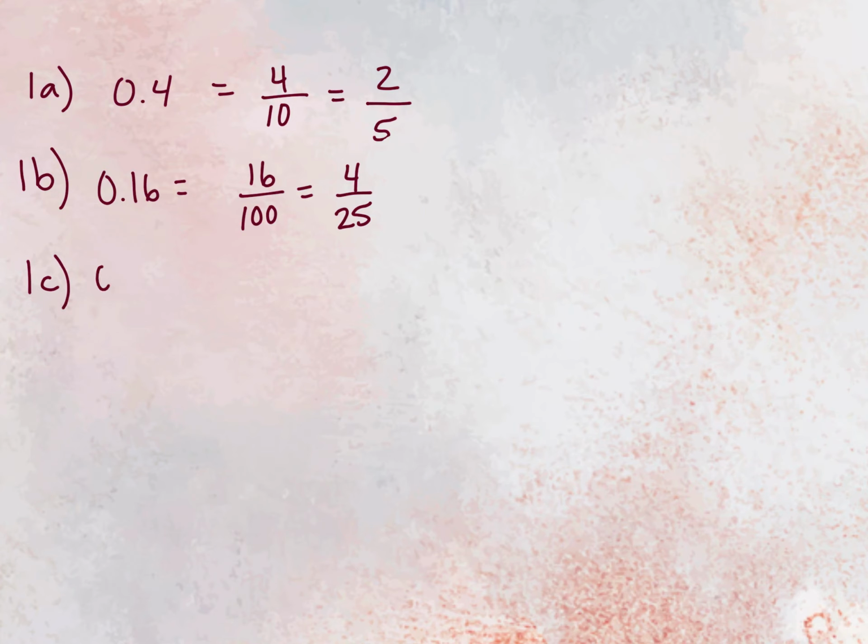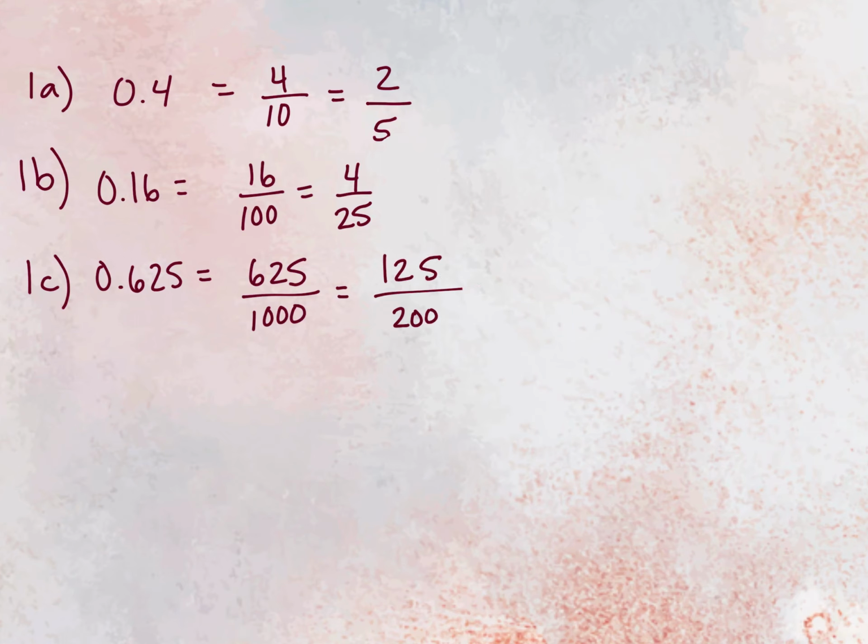1C. This is 625 over 1,000, because the 5 is in the thousandths place. We can divide by 5, which would give us 200 and 125 on the top.